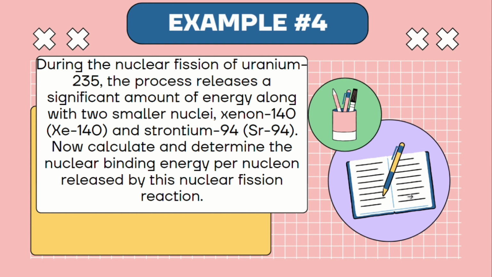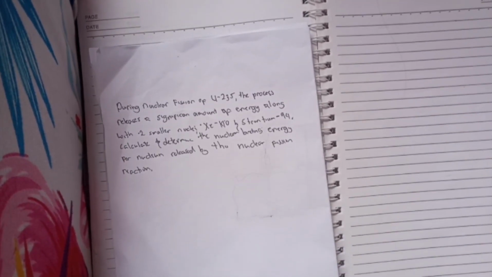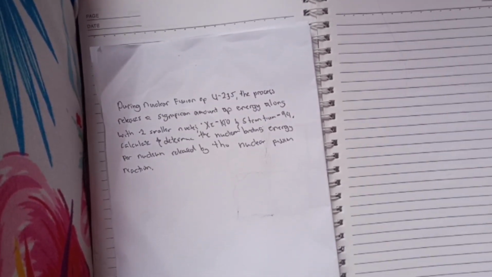Example number 4. During the nuclear fission of uranium-235, the process released a significant amount of energy along with two smaller nuclei, xenon-140 (Xe-140) and strontium-94 (Sr-94). Now calculate and determine the nuclear binding energy per nucleon released by the nuclear fission reaction. So, let's move on naman sa next problem.